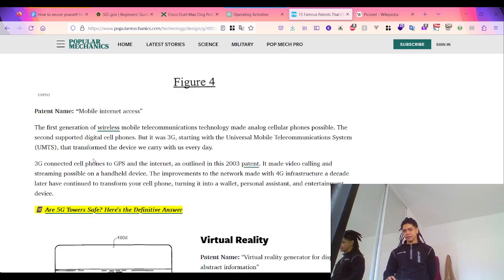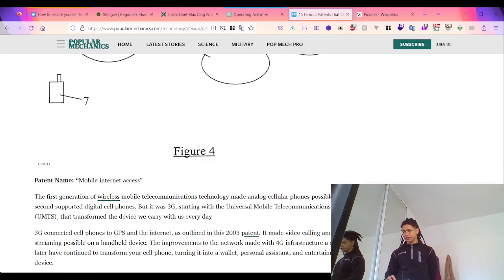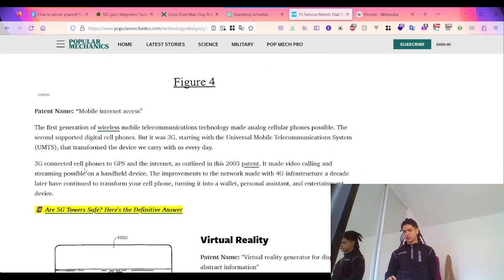Mobile internet access. Virtual reality. Okay, this is very interesting, by the way. The first generation of wireless mobile telecommunication technology made analog cellular phones possible. The second supported digital cell phones, but it was 3G, starting with the Universal Mobile Telecommunication System, that transformed the device we carry with us every day.